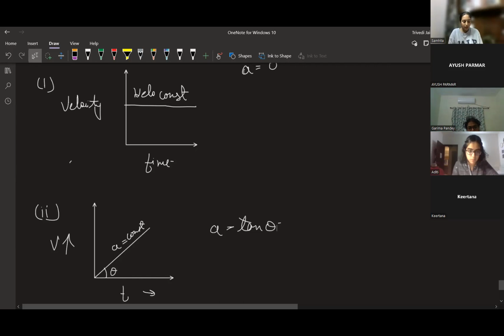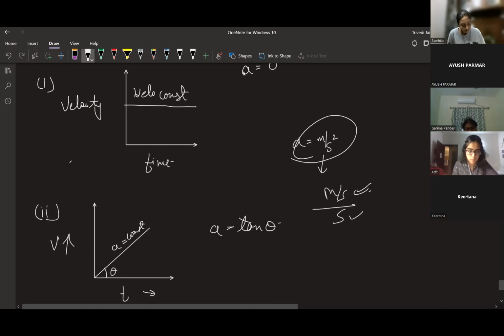No, sir. No. See, understand one thing. When we are writing the acceleration unit, what is the unit of acceleration? Do you remember? Meters per second square. What does this mean? How did we get this? By meter per second by second, right? This is your velocity or speed, this is another time. So every second there is an addition of 1 meter per second in your velocity.